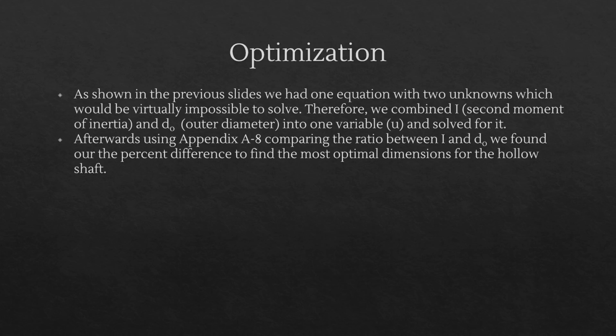Optimization. As shown in the previous slides, we had one equation with two unknowns, which would be virtually impossible to solve. Therefore, we combine I, the second moment of inertia, and dO, the outer diameter, into one variable, U. Afterwards, using Appendix A8, comparing the ratio between I and dO, we found our percent difference to find the most optimal dimensions for the hollow shaft.